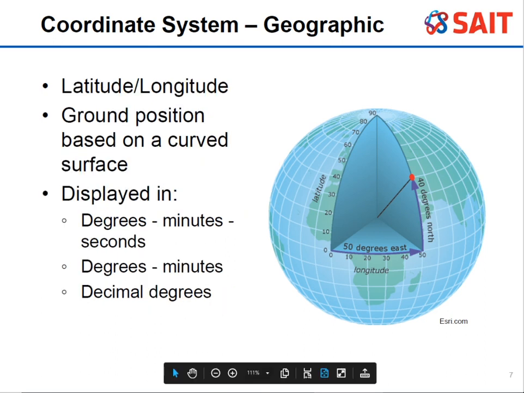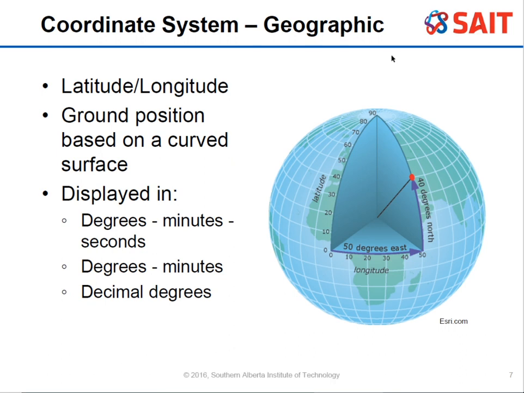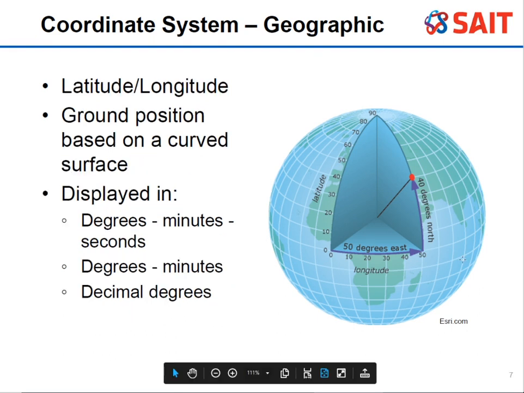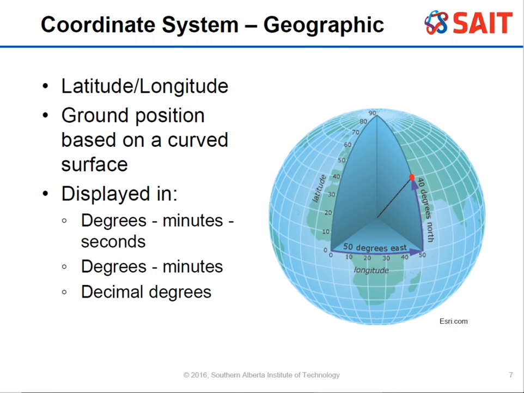Then we have the curvilinear coordinate system, which is actually geographic. The previous one should say Cartesian up here and not have this graphic, but this one is latitude and longitude. It's a curvilinear coordinate system, and so now we're basing it on a curved surface.